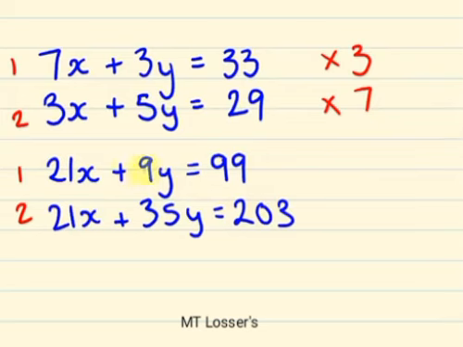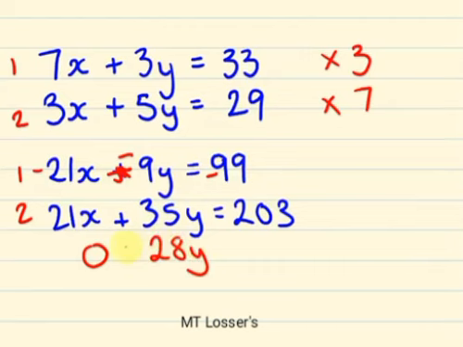So I'm going to change the signs here. I'm going to change it on this one, again, it's a smaller one. So this will become minus, this will become minus, and this will become minus. So 21 take away 21 is nothing. 35y take away 9y is 28y. Equals 203 take away 99 is 104. So 104 divided by 28 will give us our answer.